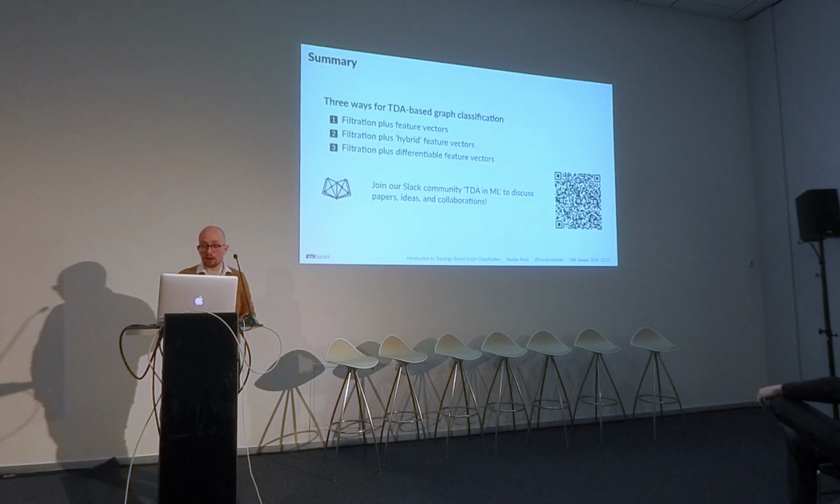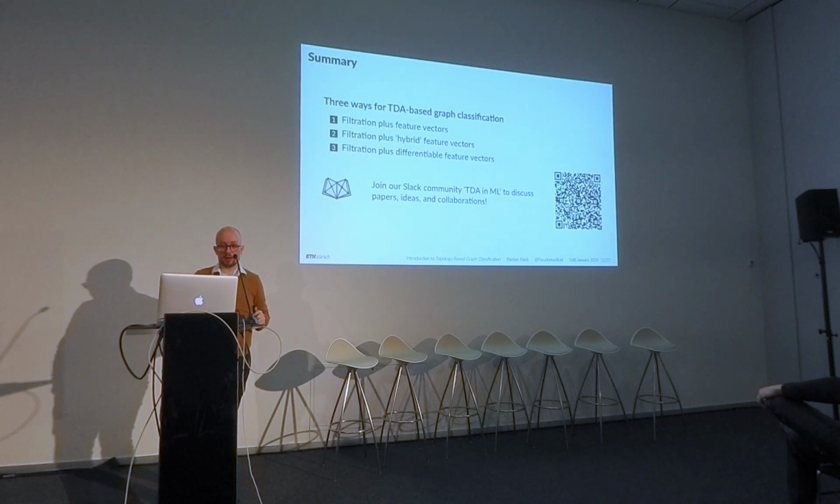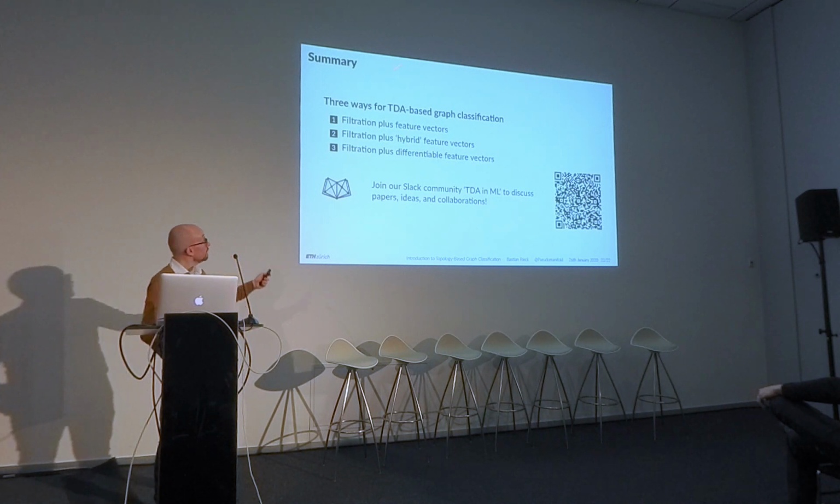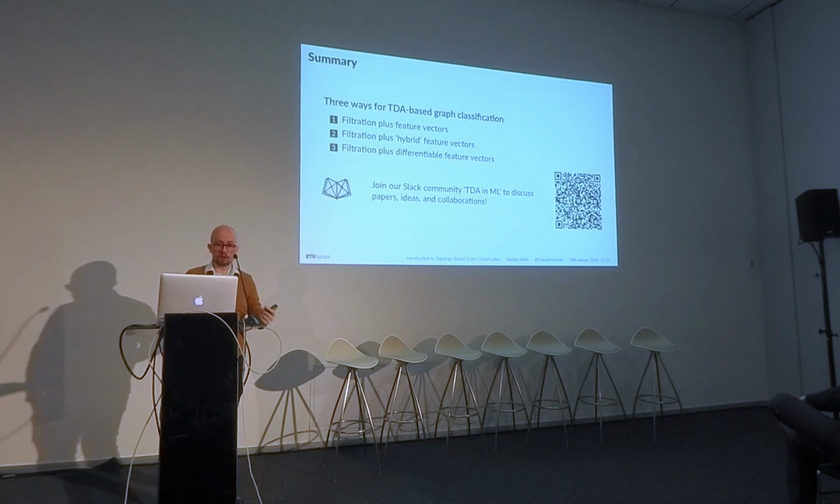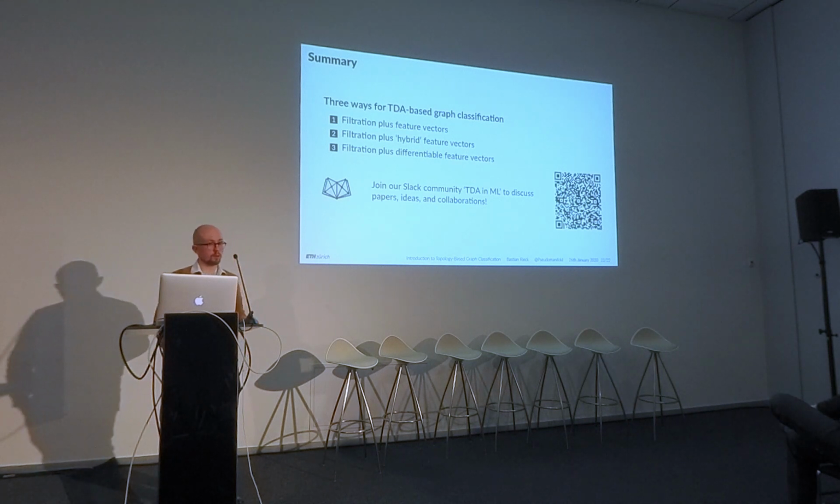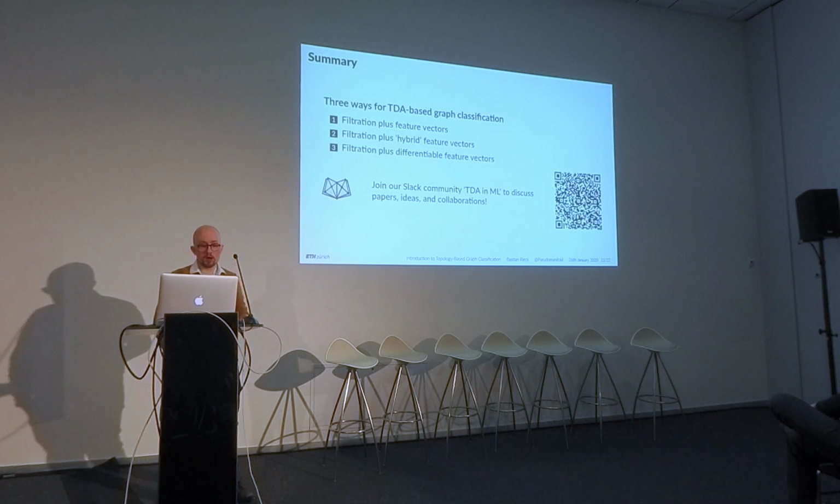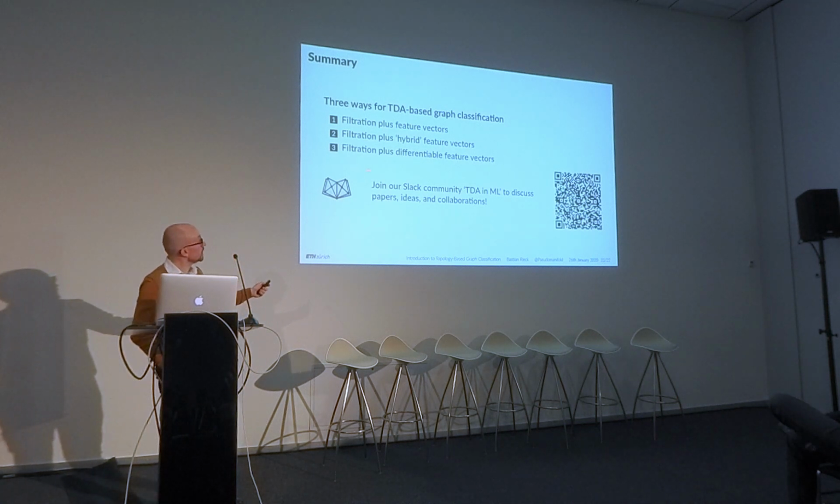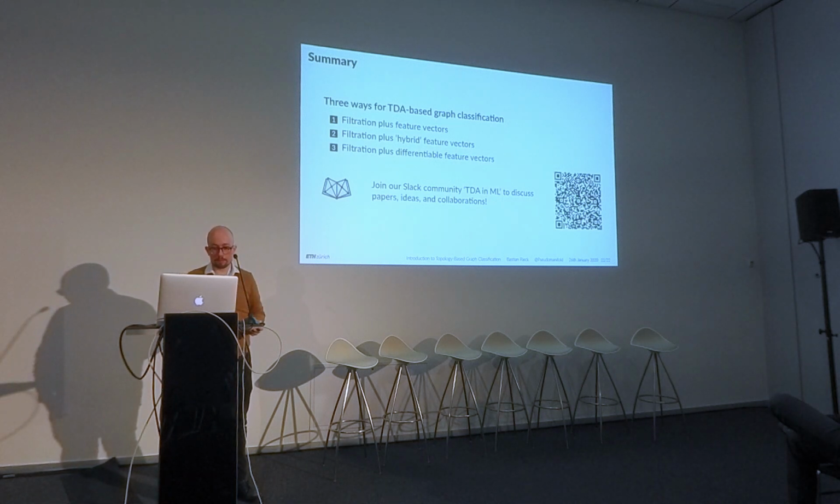So that's all I have for you. Let me summarize that. There are 3 ways for TDA-based graph classification right now. You could either use a filtration plus some feature vectors. You could pump it up a little bit and go to a filtration plus hybrid feature vectors, which is what we did for the WL scheme, where we could use some label information. Or you could go for the filtration plus differentiable feature vectors, which is now ongoing research, I would say. And by that, I'm happy to take any questions now.